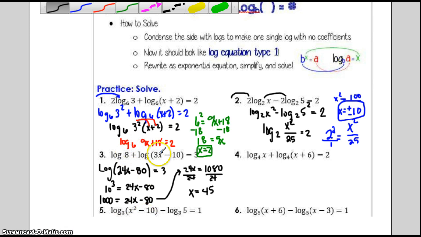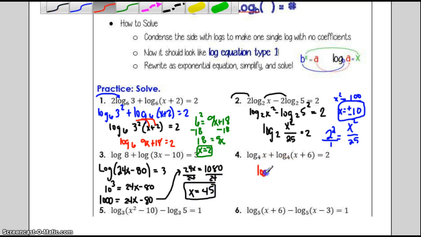All right, so let's go ahead and check. We want to take this 8 and multiply it by these two things here by distributing to get 24x minus 80. Then we'll rewrite it. When there's no base, it's a base of 10. So 10 to the third power, because our exponent's out here, equals 24x minus 80. Then we solve. This is 1,000. Add that 80, divide by 24, and you get your answer of 45. So let's take a look at another one.